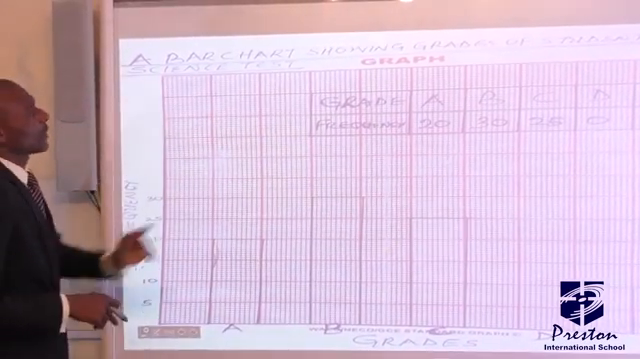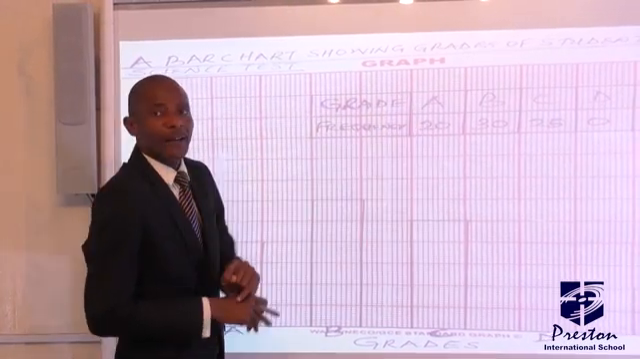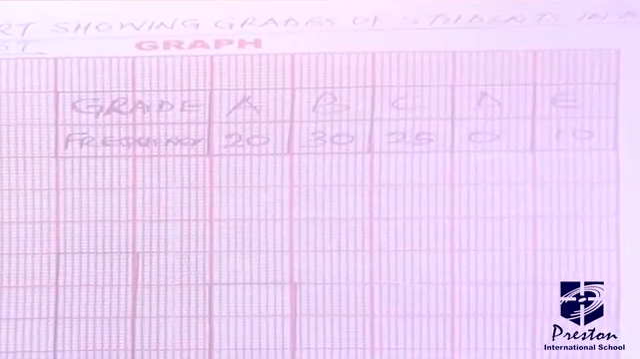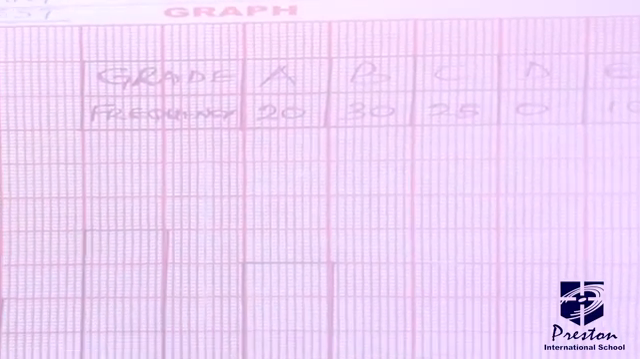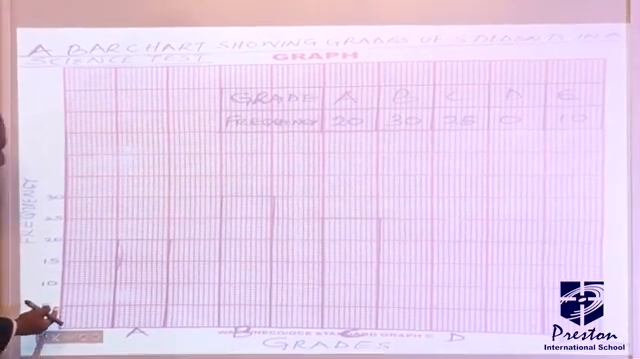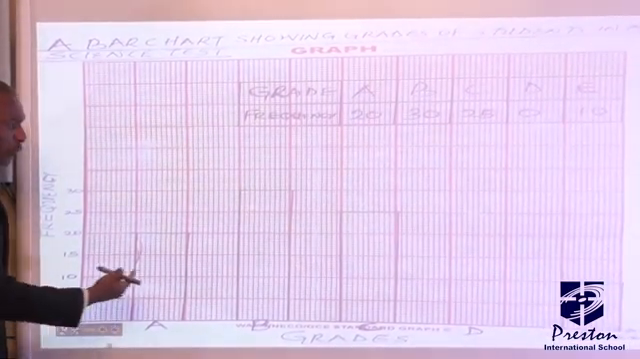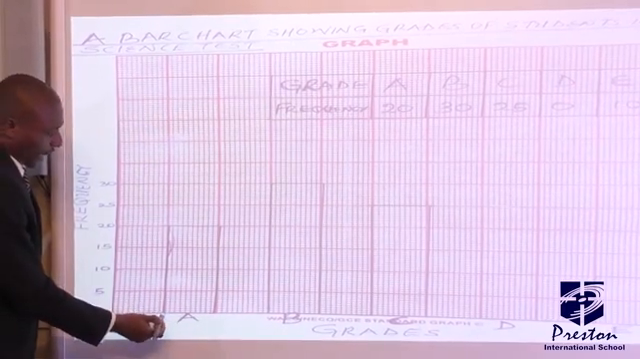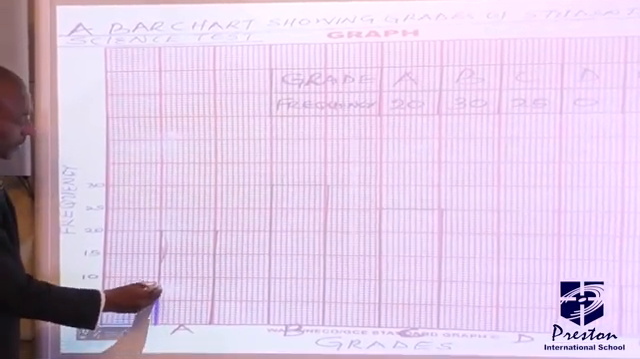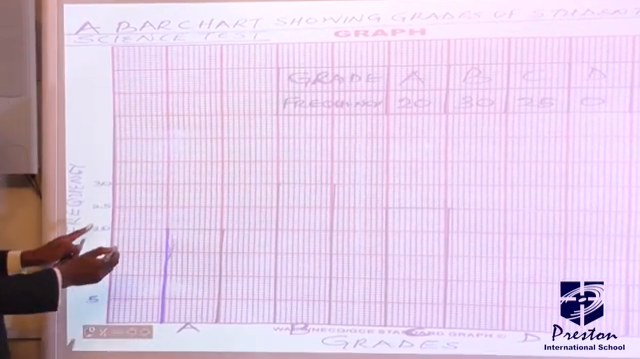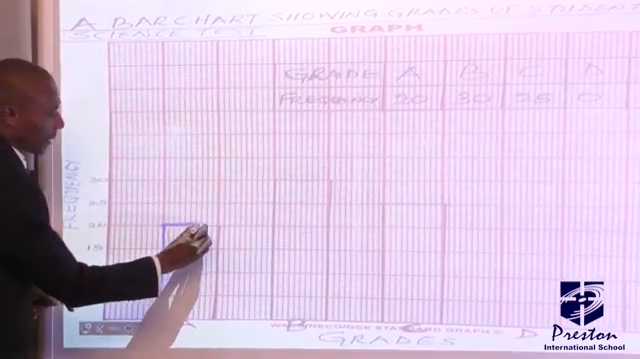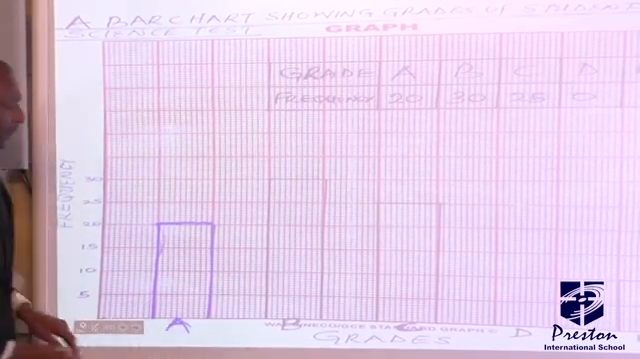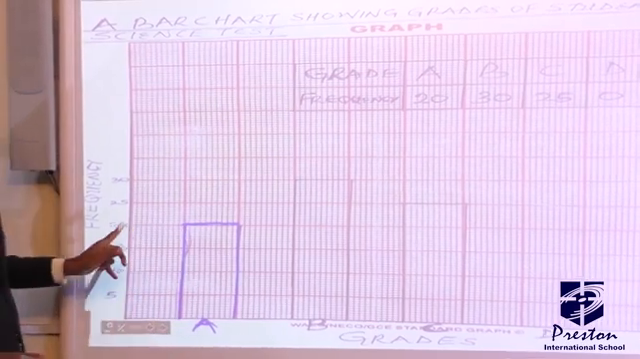Now, let's plot the graph. Grade A, people that got A, how many of them? We have 20 students that got grade A in the science class. Remember I said the spacing in between the bars must be equal. So I'm leaving 10 spacing from here, this way, to 20. I have this, and I call it A. That means people that got grade A, they are 20.